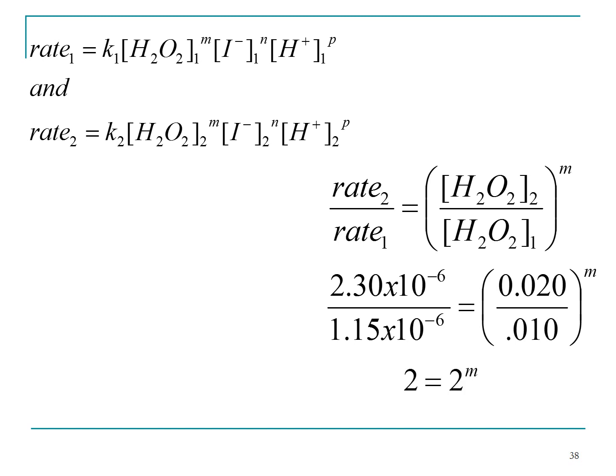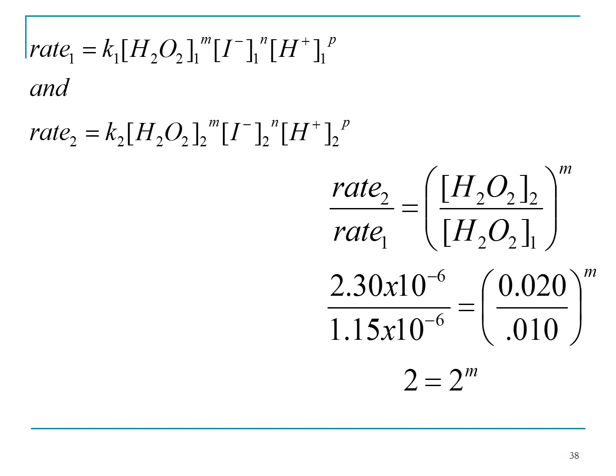So we have 2 equals 2 to the M. What does M have to be to make this true? M has to be 1. So that's what we mean by first order dependence. Now, I think your book likes to put in all the other ones, the I negative and the H plus, and show that they cancel out. But because they're staying the same, we don't even have to worry about them. So don't make it too complicated for yourself. If you can see that the rate's doubled, you know that's first power. You just put a 1 for M.